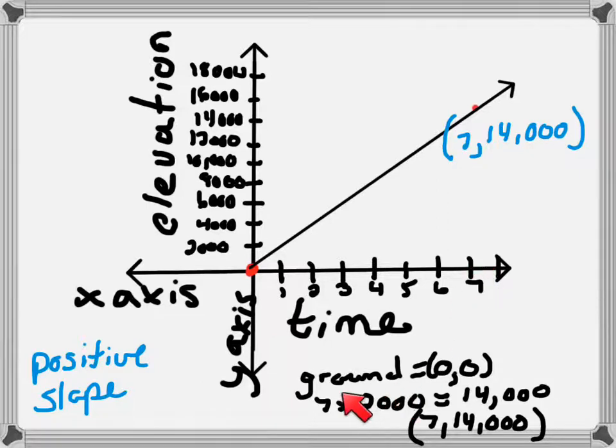I did 7 times 2,000 to get 14,000. That means at 7 minutes, it's going to be at 14,000 feet. Therefore, this ordered pair represents 7 minutes. It's at 14,000 feet, and this is definitely positive slope.